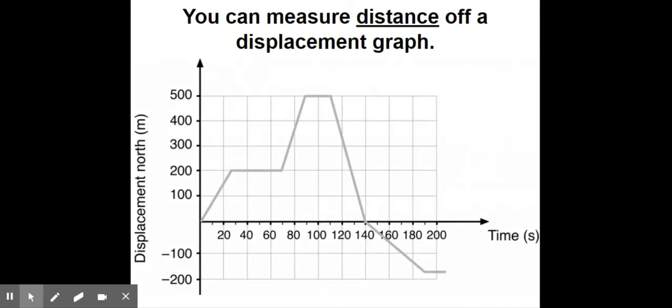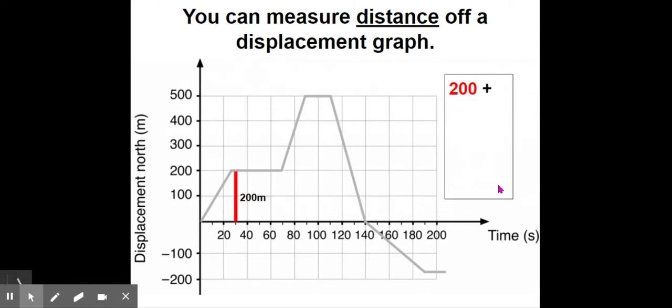Now, here's the thing. So this is a displacement graph. Remember, displacement means how far you are away from some reference point. But you can measure distance off of the path that you took. How do you do that? Well, let's look. So here's another displacement graph. Here we don't have a dog or anything up there, but it's just like time on this axis and displacement, like where you are, on this axis. So here's your reference point, zero.